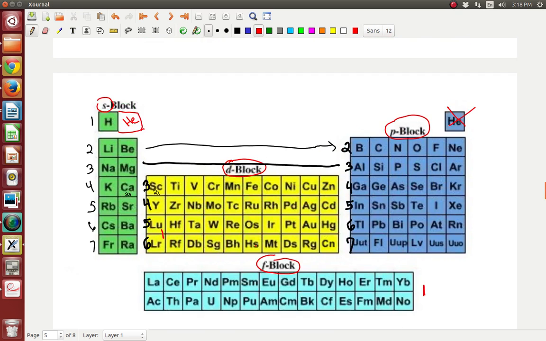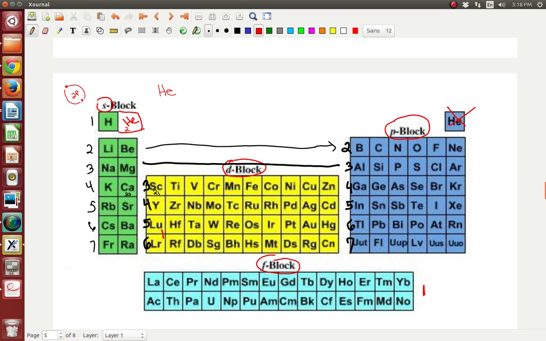Helium is the first one, so I'm going to go up here and write it so you can follow me on the chart. Helium is right here. It's element number 2. That means it has 2 protons and 2 electrons. And those 2 electrons are in the first energy level.